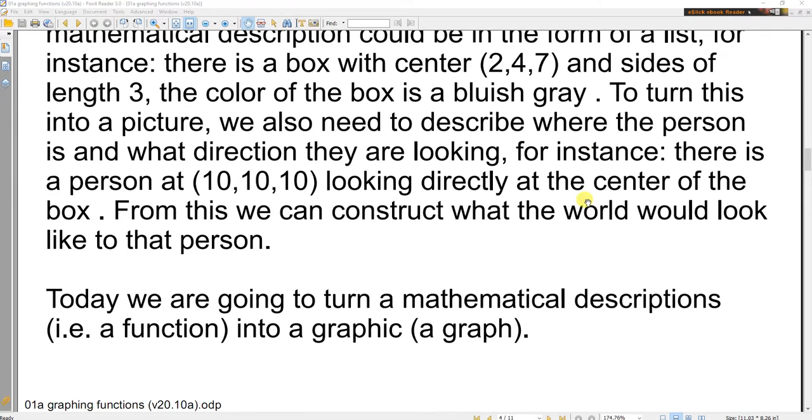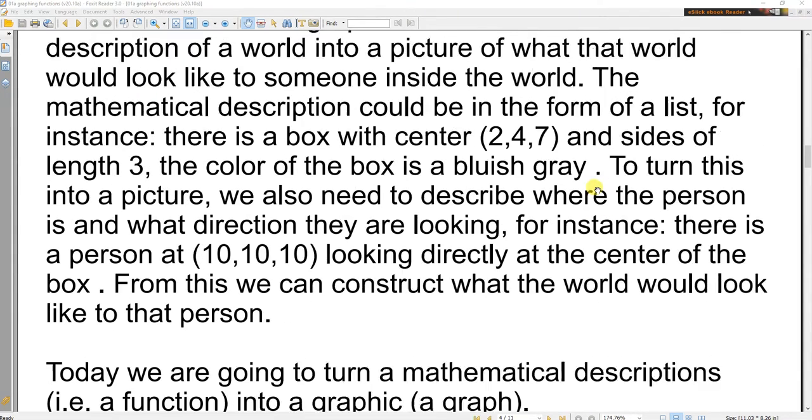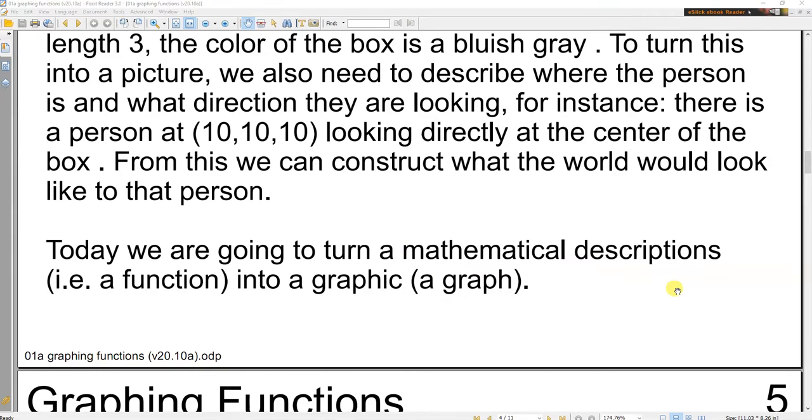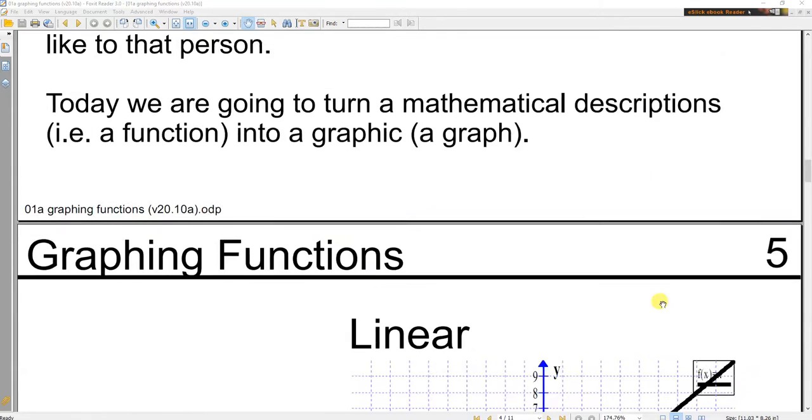Kind of confusing. Today we're going to turn a mathematical description, a function, into a graph. So at an incredibly simple level, what we're doing is using functions to create graphics. This is what video games do all day long.